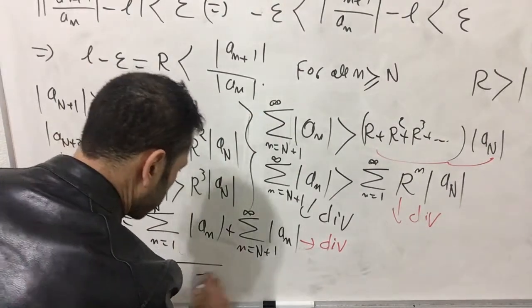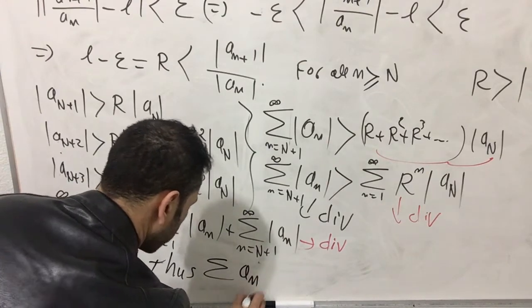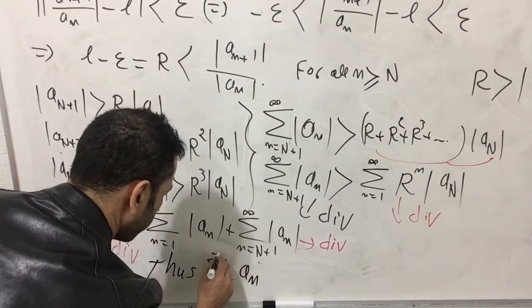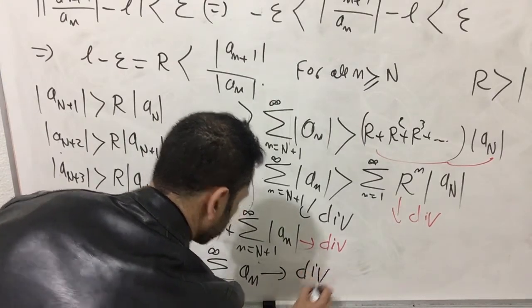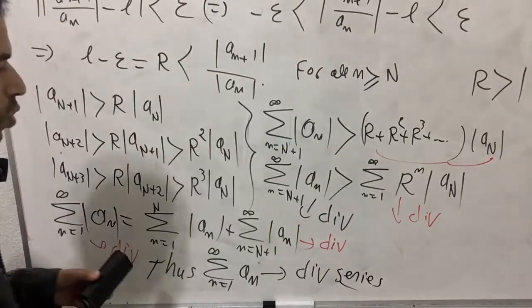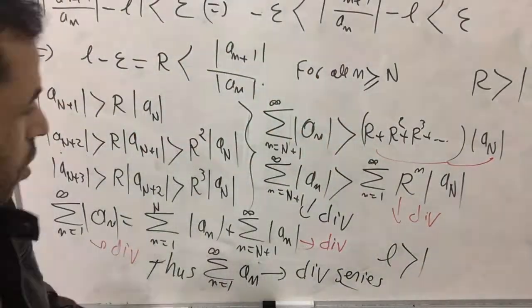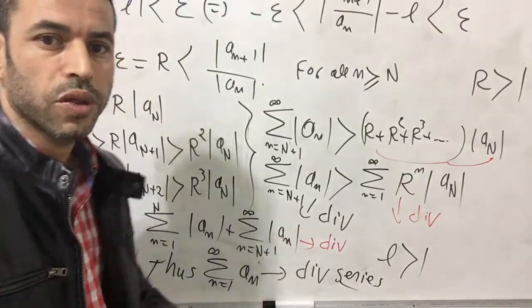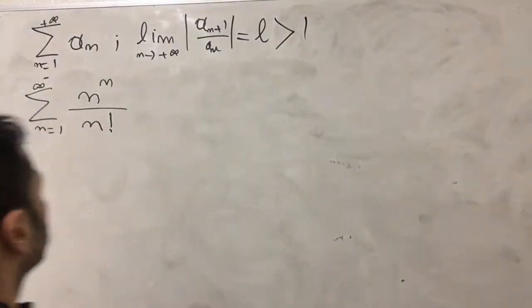This implies that the series a sub n as n goes from 1 to infinity is a divergent series when we have R strictly greater than 1. Okay, let's move on to an example as a support of this proof.